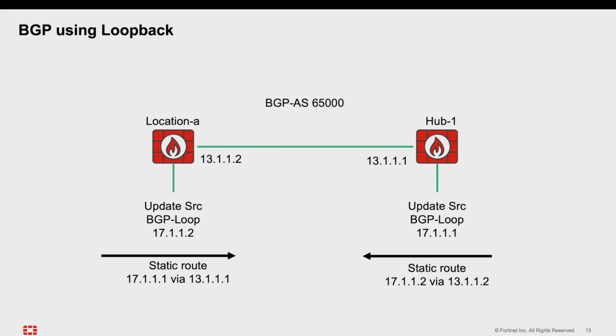So a few days ago on LinkedIn, I did a post regarding using a loopback as the BGP update source. And one of the things I mentioned was that you should remember to have a policy on both sides of the equation, so on both FortiGates, to allow the loopbacks to peer with each other.